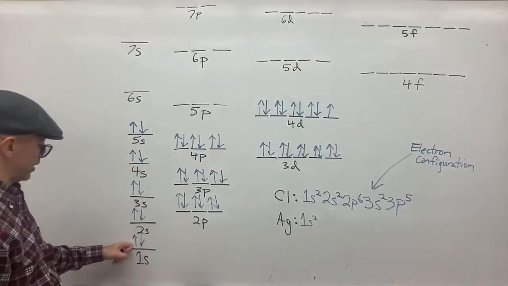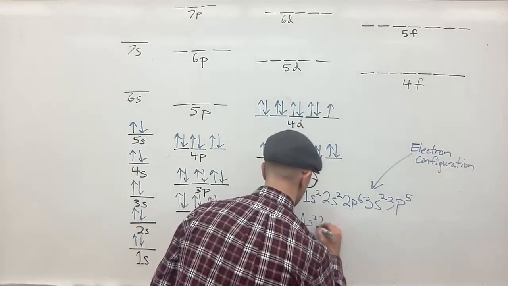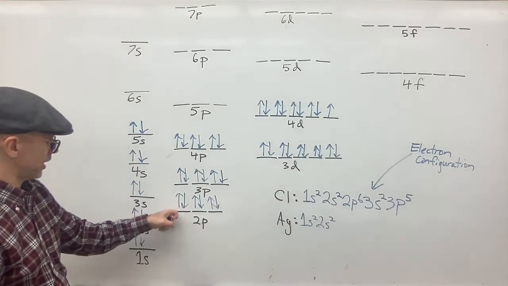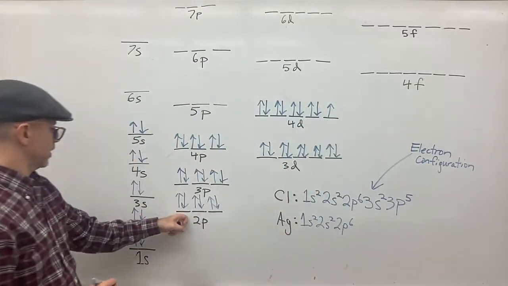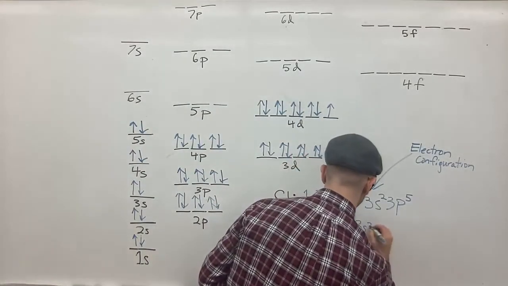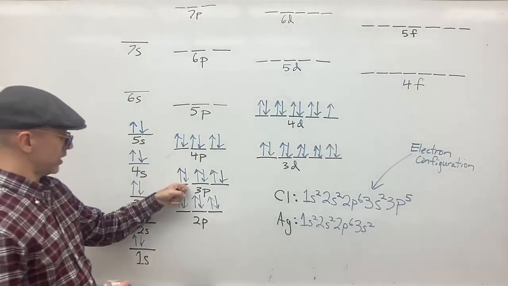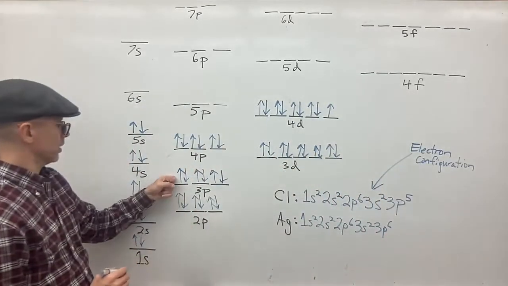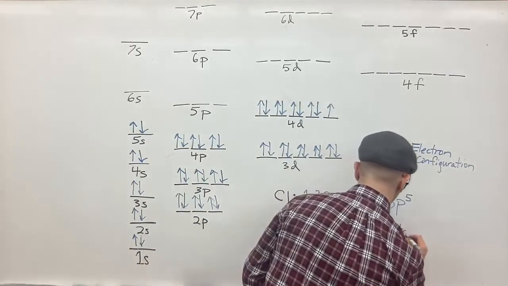1s2 because we have 2 electrons here. Next, 2s, 2 electrons. So 2s2. Next, 2p, 6 electrons. So that's going to be 2p6. Next, 3s, 2 electrons. 3s2. Next, 3p, 6 electrons. So that's going to be 3p6. Next, 4s, 2 electrons. 4s2.